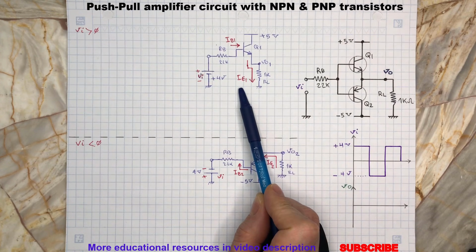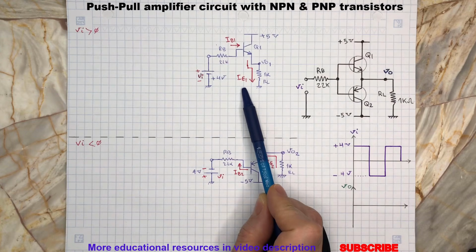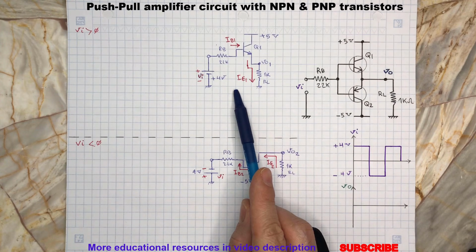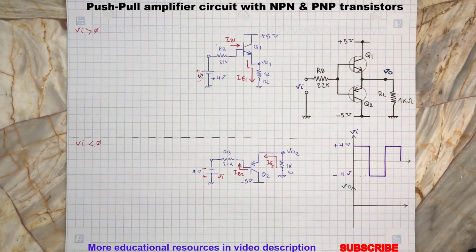Here's the simplified circuit when input voltage VI equals positive 4 volts. We can remove transistor Q2 from our analysis because it is off in this case. To determine the output voltage VO, we need to calculate the current flowing through the resistor RL. This current is the same current flowing through the emitter of the transistor Q1.